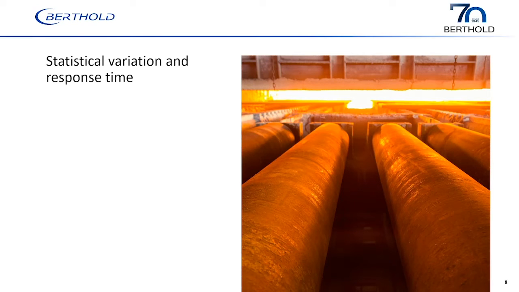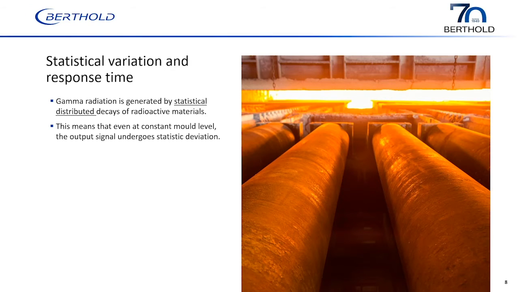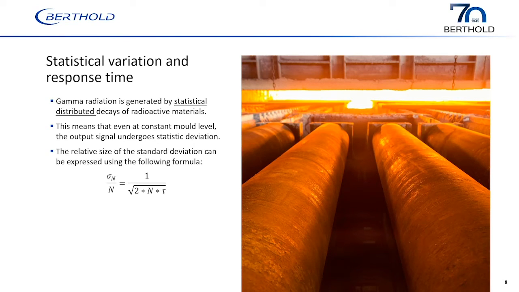Now let's take a look at how statistical variation and selected response time affects the relative deviation. Gamma radiation is generated by statistically distributed decays of radioactive materials. This means for us that even at a constant mold level, the output signal undergoes statistical deviation. The relative size of this deviation, or standard deviation, can be expressed using the following expression. I will soon explain this expression a little bit more.